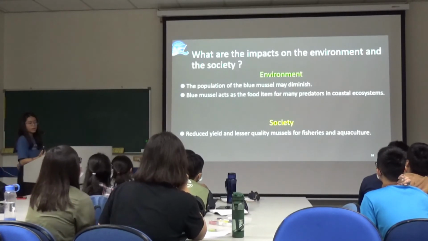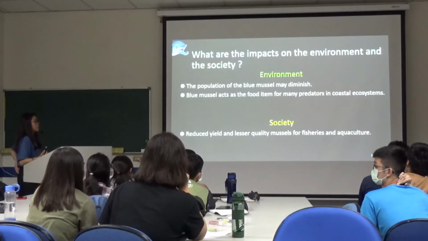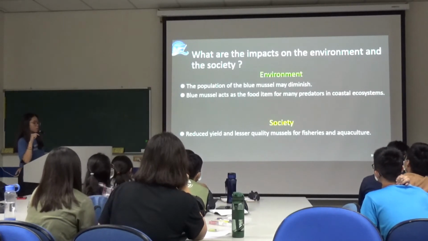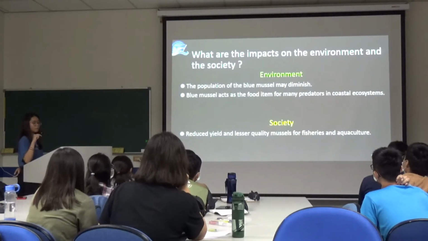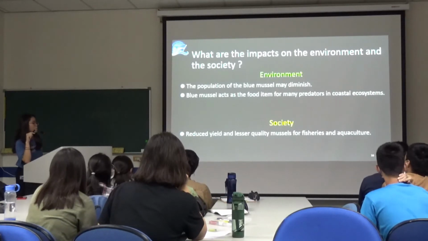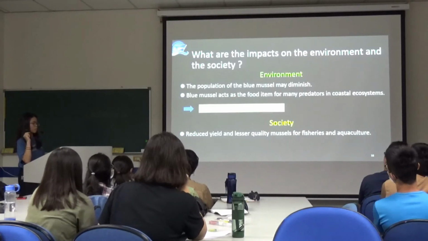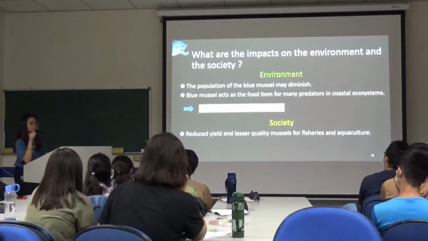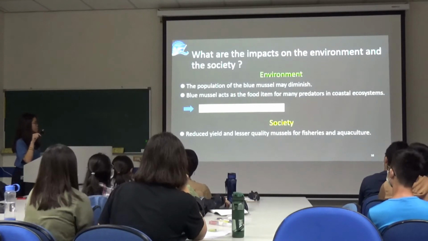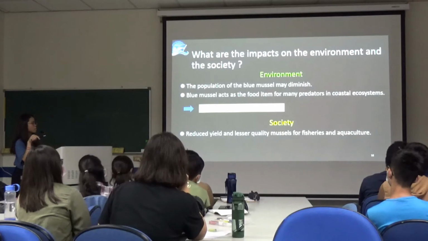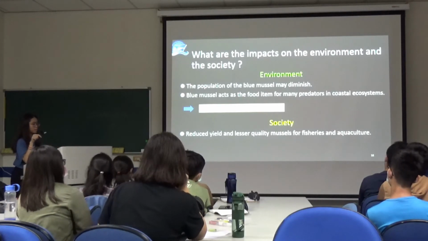And what are the impacts on the environment and the society? The environmental impact is that the population of the blue mussel may diminish, because the blue mussel acts as a food item for many predators in the coastal ecosystem. So if the population of the blue mussel really diminishes, the coastal ecosystem may be disrupted. And in the society aspect, the yield may be reduced and the quality of mussels may be lower for fisheries and aquaculture.